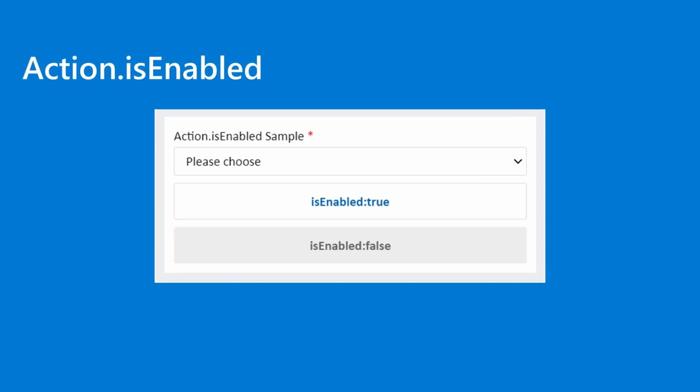And finally, but not least, we have a new property for actions known as isEnabled. And this example right here shows you an action that is enabled when it's set to true, and when isEnabled is set to false, it'll disable the action.